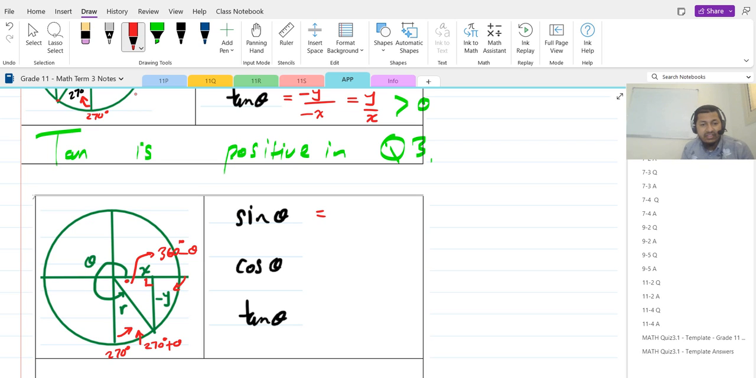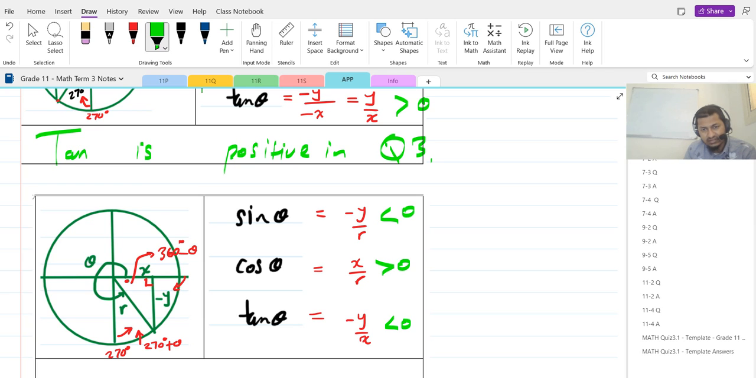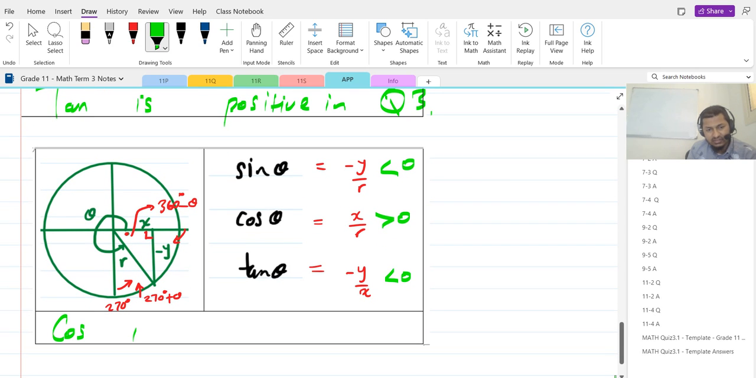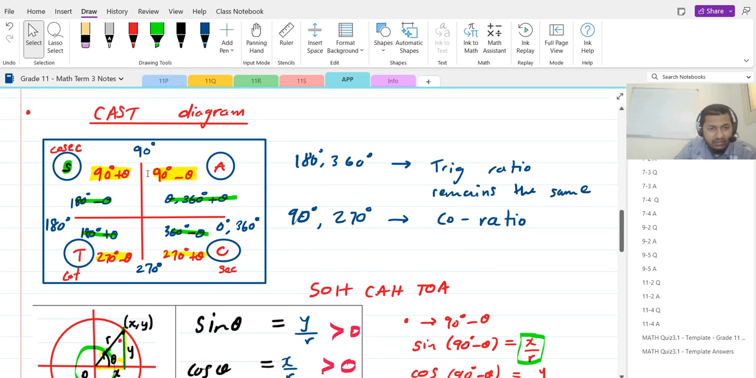So what's sine theta? Opposite over hypotenuse, negative y over r. Cos theta is x over r, and tan theta is negative y over x. So as we can see, tan is negative, cos is positive, and sine is negative. So only cos is positive. So in the fourth quadrant, cos is positive. And that's how we derive the cast diagram.